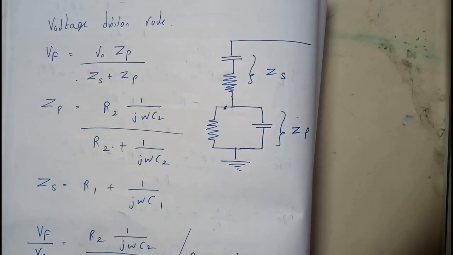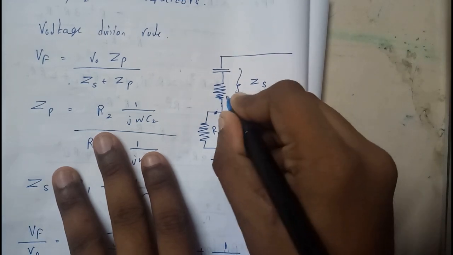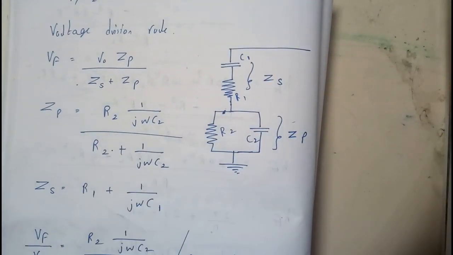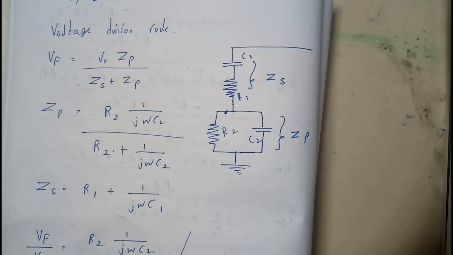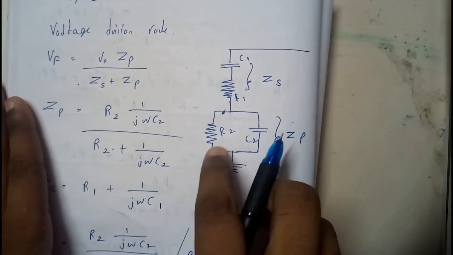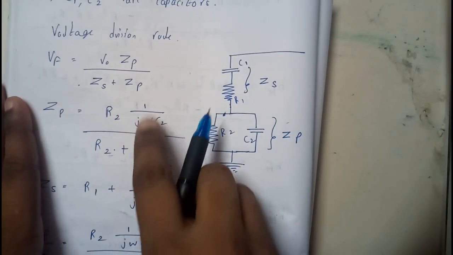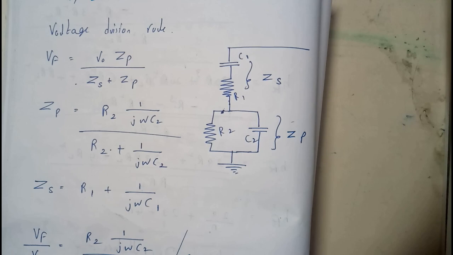So in this parallel, this resistance will be R2 and this is C2. This is R1, this is C1. Okay guys, I hope now everyone is clear with this diagram. So these two are parallel. So R2 into C2 by R2 plus C2. Nothing but C2 is nothing but 1 by JW C2. I hope everyone knows that formula.